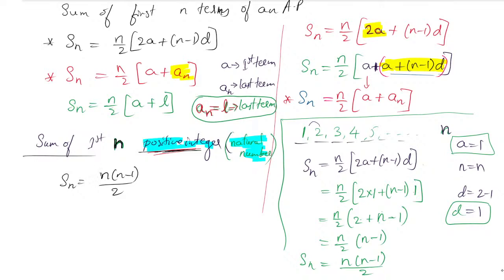Here you have to write it down for the first n natural numbers. If you want to find S10, the numbers will be 1 2 3 4 till 10, continuous numbers. Last time we found the S10 value. So the formula will be: n value is 10, and 10 minus 1 is 9 here.